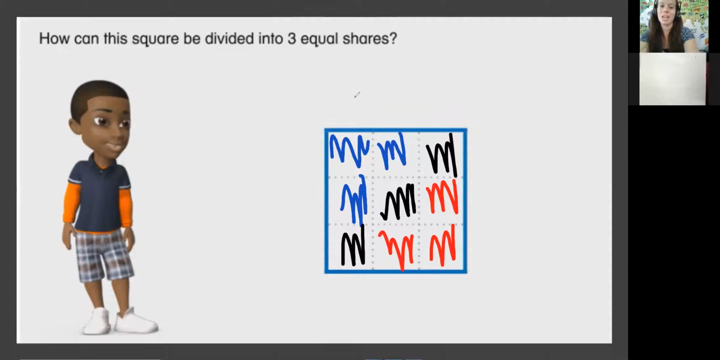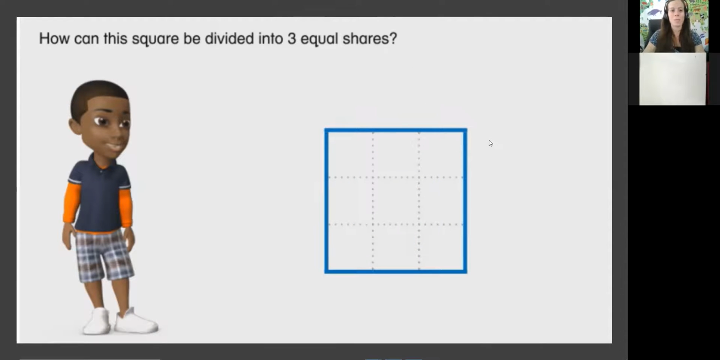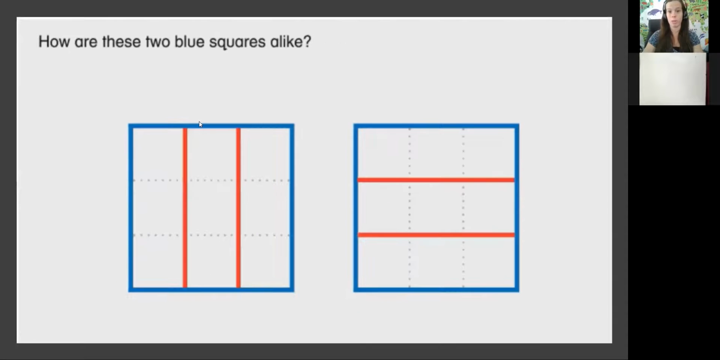Woo! So each of these shares has a different shape, but it's equal. It's split into 3 parts, but it's the same size in each part. It just looks different. It's so cool. Okay, you could draw lines to make 3 columns and 3 rows. That's what we just did. See, the blue squares still have a total of 9 little pieces, and they're still broken up into thirds. It's just a different way to look.